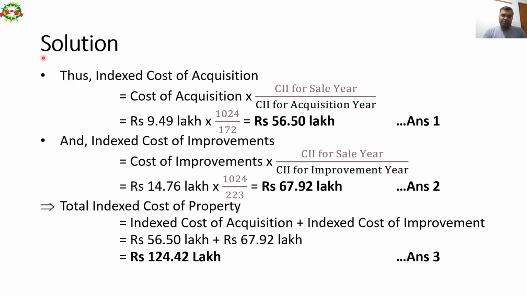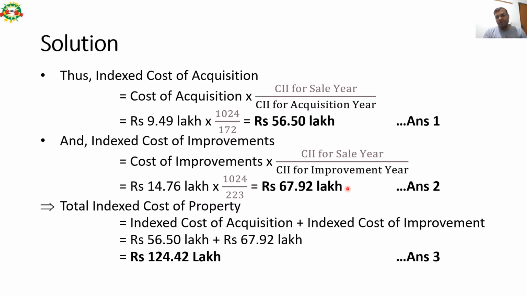Now index cost, this is the same formula which we used in the previous example. So index cost of acquisition is equal to cost of acquisition multiplied by cost index for sale year divided by cost index for acquisition year, 9.49 multiplied by 1024 divided by 172, it is equal to 56.450 lakh is index cost of acquisition, and index cost of improvement is equal to same cost of improvement given in the last slide, and these cost index for sale year and cost index for improvement year have been given in the question.